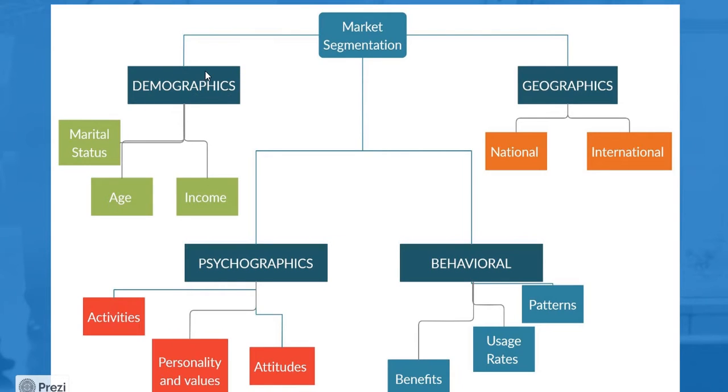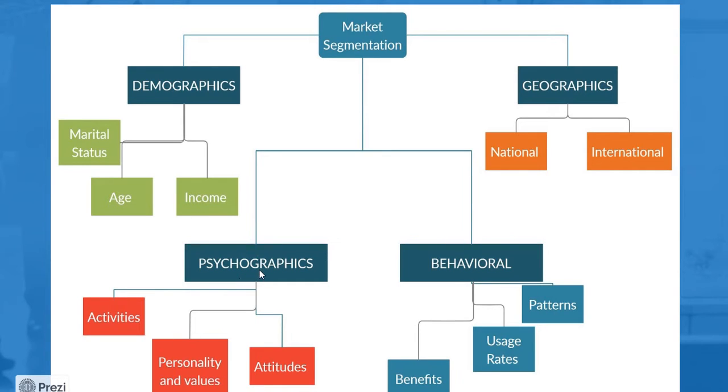First, we're going to go with the demographics, geographics, psychographics, and behavioral. On the demographics portion, we're talking about marital status, age, income, for example. On the geographic portion, we are trying to segment your market through national, international, even regional, local.